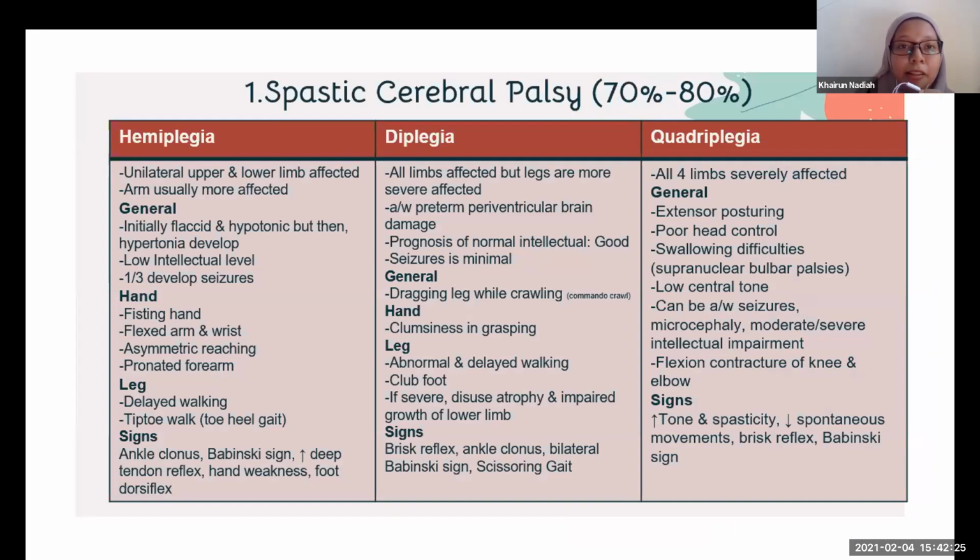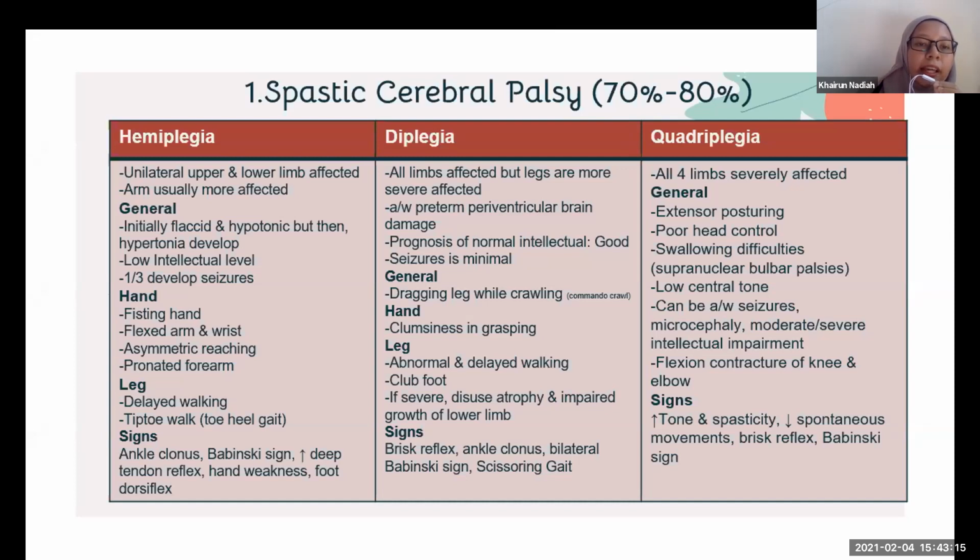So we go to another subtype of cerebral palsy, which is spastic cerebral palsy, which accounts for 70 to 80% of the cases. Under this, we have three types of paralysis: hemiplegia, diplegia, and quadriplegia. So what is hemiplegia? It is when the unilateral upper and lower limb are affected. The arm is usually more affected. Generally the patient is initially flaccid and hypotonic, but then becomes hypertonic, and the patient is also associated with a low intellectual level, and one third of the patients will develop seizures.